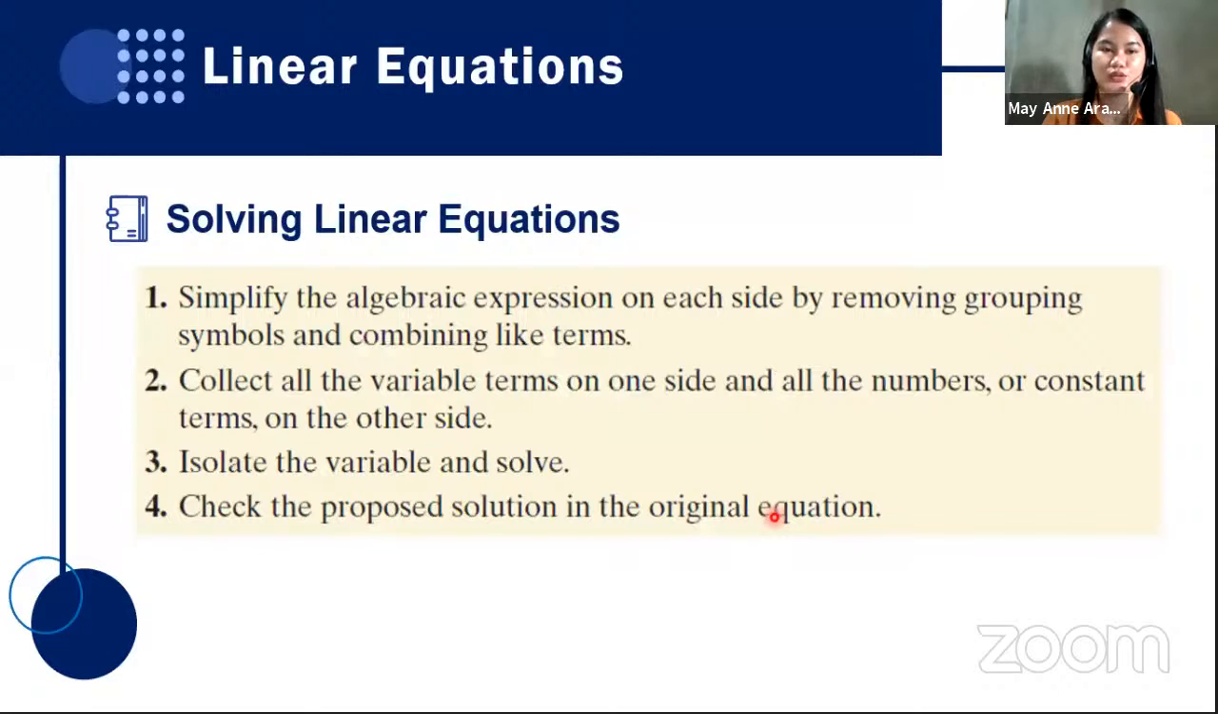Okay, solving linear equation. The first thing you need to do is to simplify the algebraic expression on each side by removing grouping symbols and combining like terms. And next step is to collect all the variable terms on one side and all the numbers or constant terms on the other side.